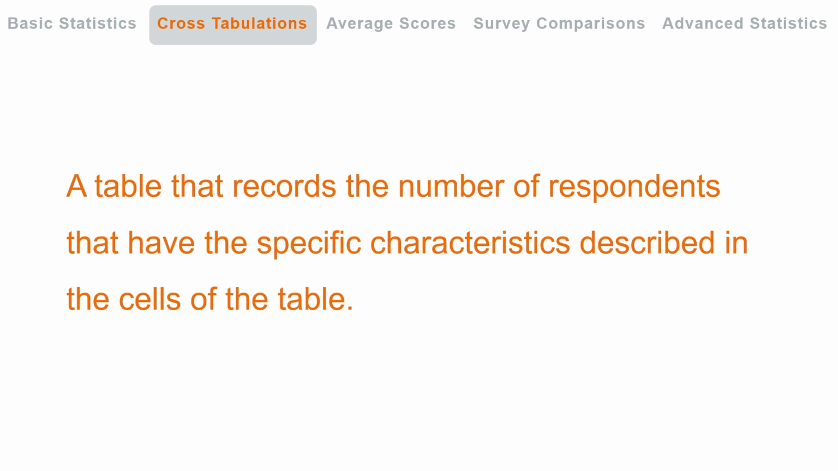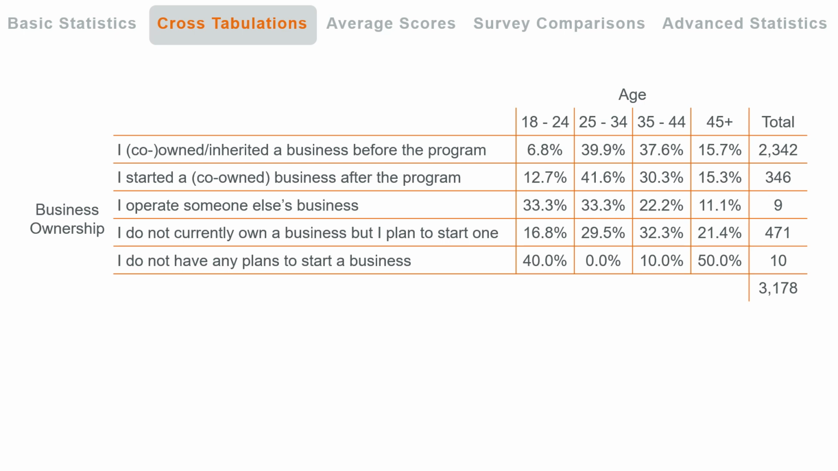You can also use cross-tabulation, also known as crosstabs. Crosstabs are tables that record the number of respondents that have the specific characteristics described in the cells of the table. For example, this crosstab shows business ownership broken down by age categories. Let's look at how we interpret a crosstab.